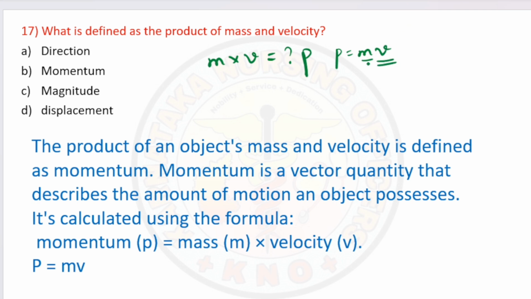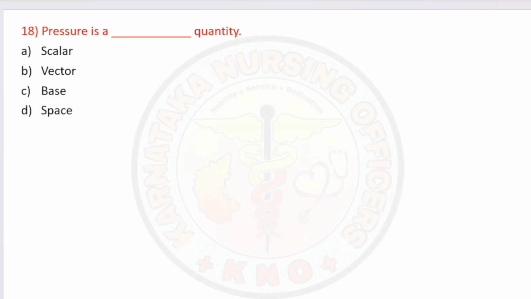And momentum is a vector quantity, because velocity is always a vector quantity, right? And mass is a scalar quantity. So multiplication of a vector and a scalar gives a vector. Hence momentum is a vector quantity. It describes the amount of motion an object possesses, and it is calculated using the formula momentum p is equal to mass into velocity, that is mv. Next question.